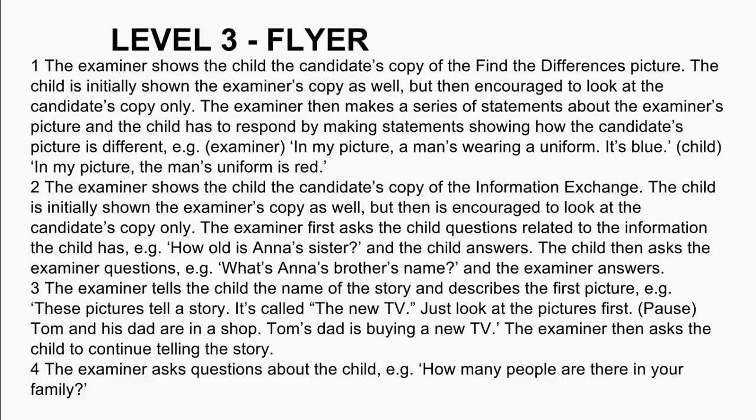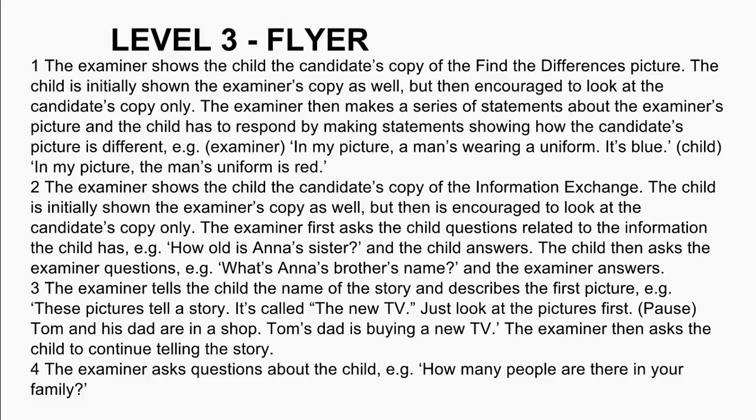The second type of question, the examiner shows the child the candidate copy of the information exchange. The child is initially shown the examiner's copy as well, but then is encouraged to look at the candidate's own copy. The examiner first asks the child questions related to the information. How old is Anna's sister? And the child answers. The child then asks the examiner questions. What's Anna's brother's name? And the examiner will answer.